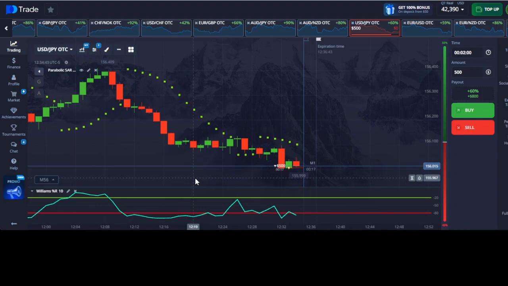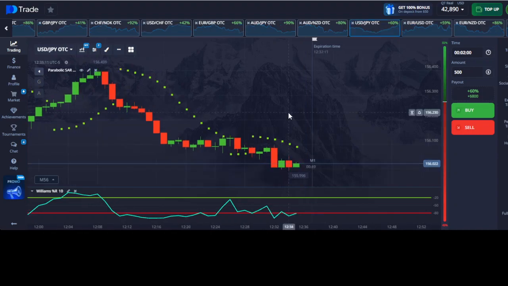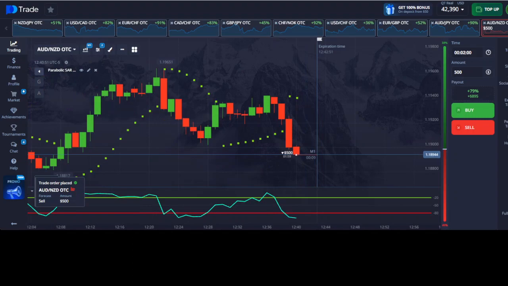Oh, wow. Okay, so that was a break-even trade. We didn't win, we didn't lose. Very close. So I'm going to pause the video and look for one more setup. Okay, I'm on the Aussie dollar New Zealand dollar currency pair, and I just took a sell trade here.